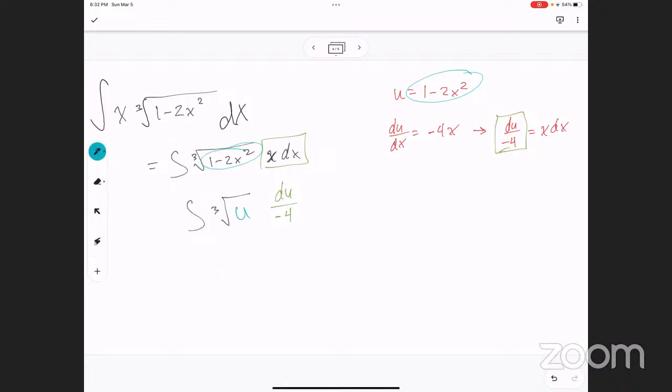Make sense? You see how I'm doing it? I'm taking a little bit more time than probably your teacher would take. I'm actually showing you each step, but you don't have to. You can take shortcuts if you want. Now I'm going to take that negative 4 out, so it's negative 1/4. The integral of, I'll rewrite this as u to the 1/3 du. And how do I take the integral of u to the 1/3?